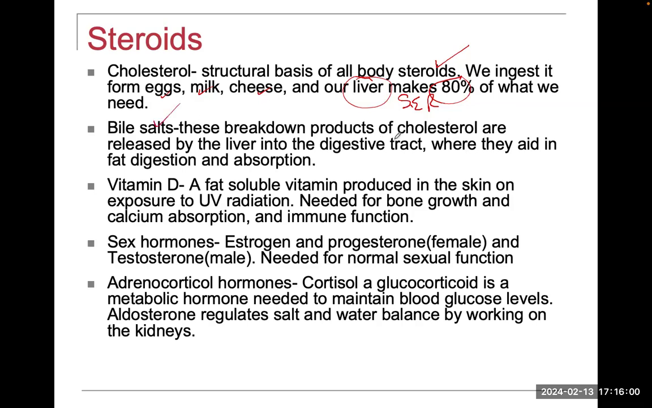Bile salts break down products of cholesterol. They're released by the liver in the digestive tract, and bile salts break down or emulsify fat, and we need it to absorb them. We already spoke about vitamin D, which is a fat-soluble vitamin that's produced in the skin with UV ultraviolet radiation hitting it. And we make these precursors that go to the liver and go to the kidneys.